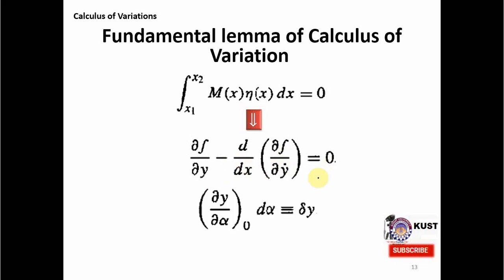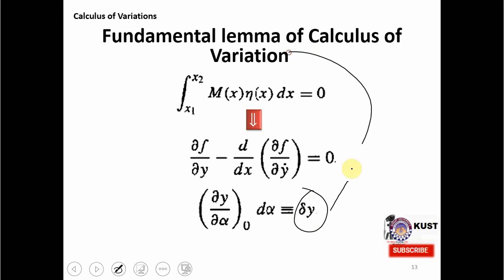So our condition for the stationary points will be different now, and by definition we say that the stationary points will be those points for which these etas, remember these are those functions corresponding to eta, that is del y by del alpha at alpha equal to 0, d alpha, is equal to del y, and we call this del y a variation.